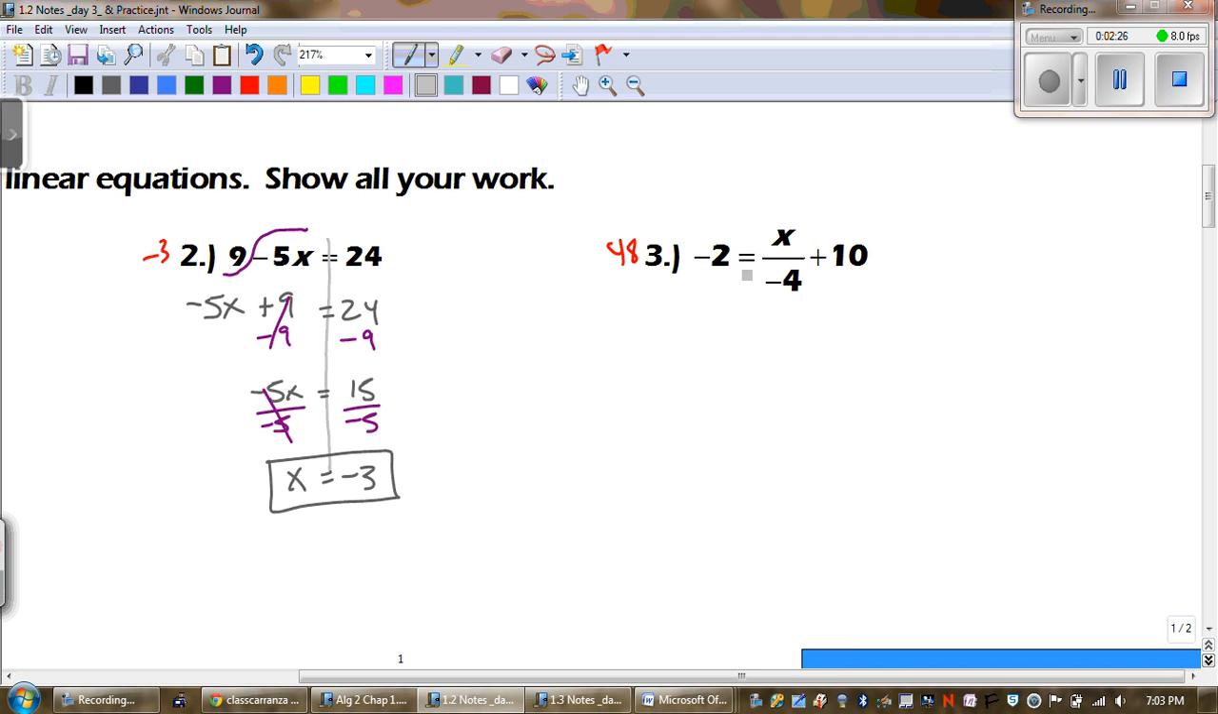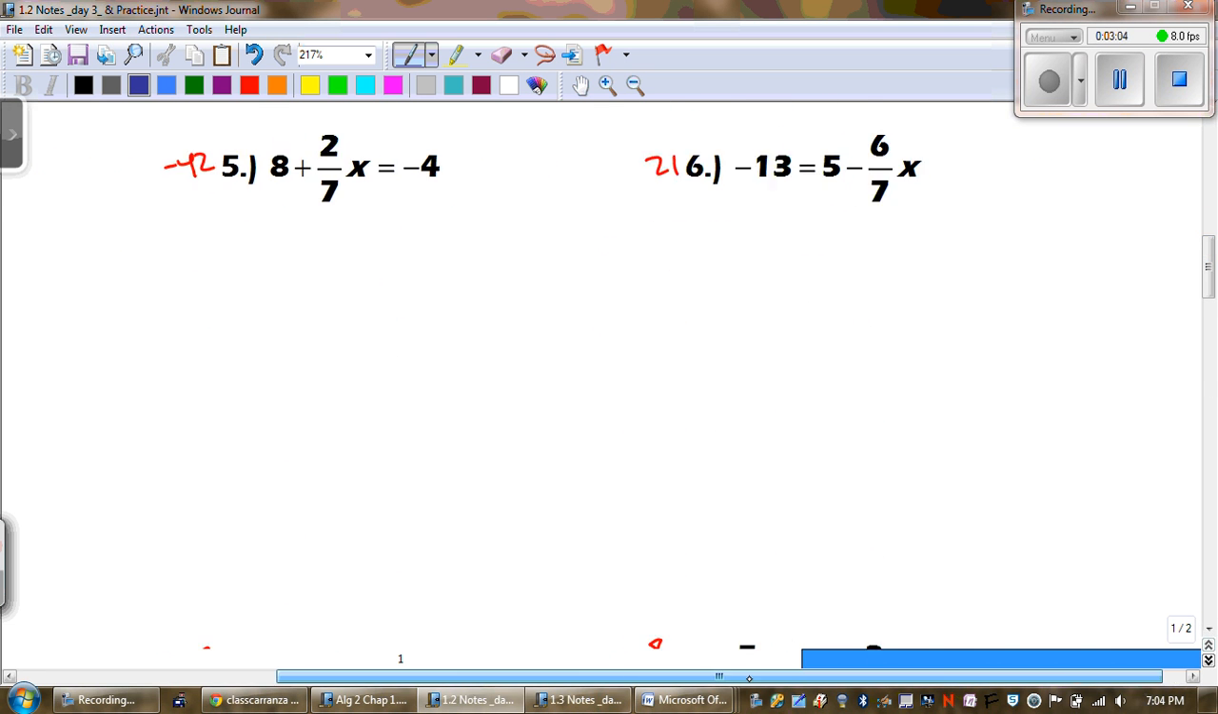All right, number 3. Doing the reverse order of operations, the first thing I get rid of is addition. And I do that with subtraction. So then we get negative 12 equals x over negative 4. And now my last step right here is multiplication because we're dividing right now. The opposite of division is multiplication. And negative 4 times negative 12 gives us a positive 48. All right, moving on down.